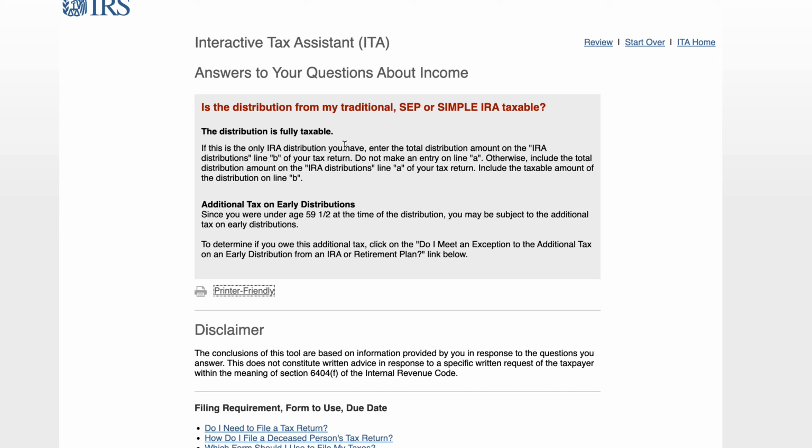But if you were ever in an audit situation, then you need to be very, very careful about telling the IRS that you used their interactive tax assistant tool, because the last thing that you want to do is have an examiner find a mistake that you should have caught by going through this printer friendly version preview before filing your tax return.